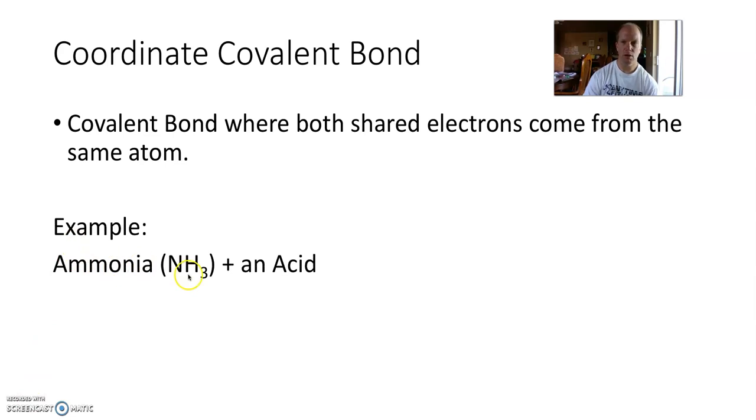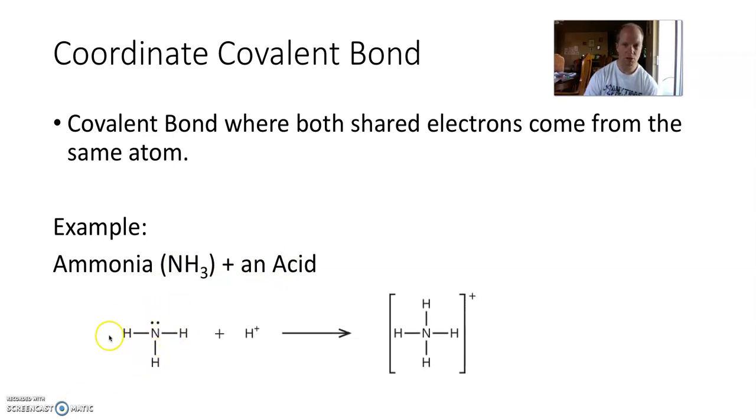When we have ammonia, which is NH3, and it combines with an acid, okay? So here it is. Here's ammonia and its Lewis structure, right? Here's an acid. Remember, acids contain H+. And an H+, you guys, is just a proton. Okay, that's all it is. It doesn't have any electrons around it. It's really just about the simplest thing you can have.